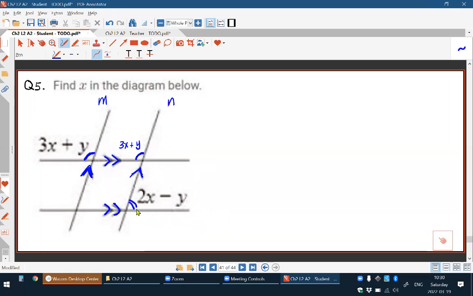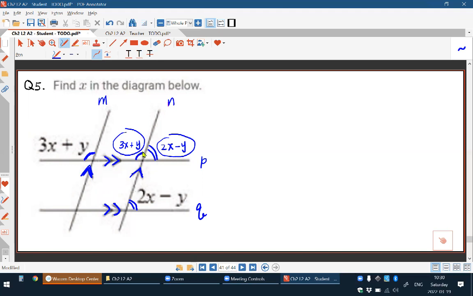And then this angle here is the corresponding angle to this angle, right? Because this angle is 2x minus y, so this angle must also be 2x minus y, because when this line, let's call this P and Q, when P is parallel to Q, this pair of angles are called corresponding angles. Corresponding angles are always congruent. So this angle here is 2x minus y. Then this angle is 3x plus y.